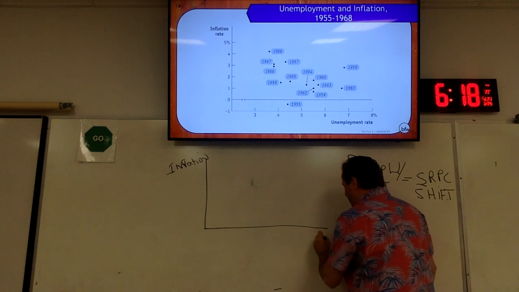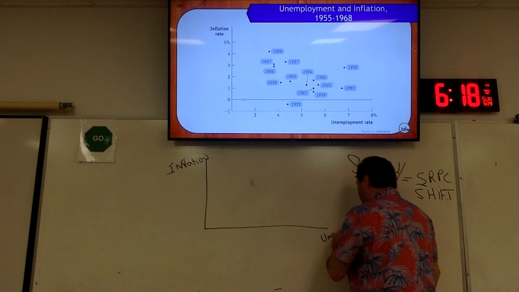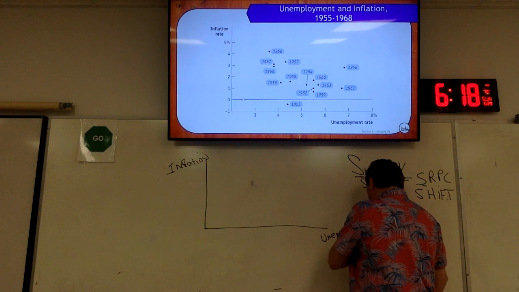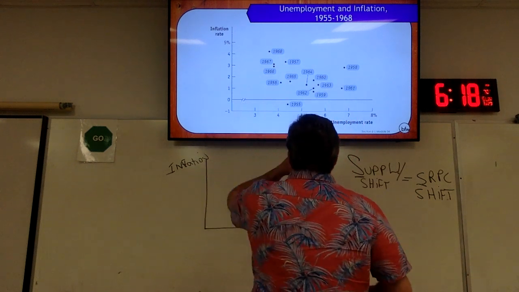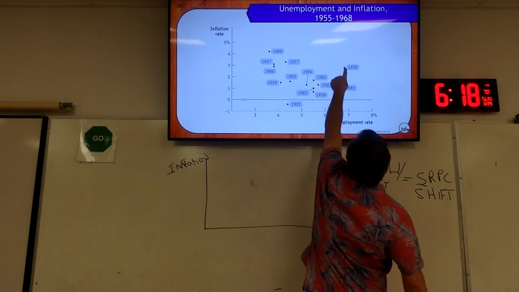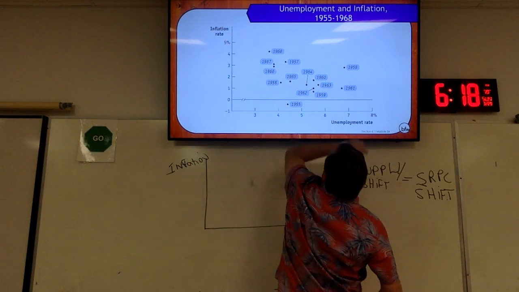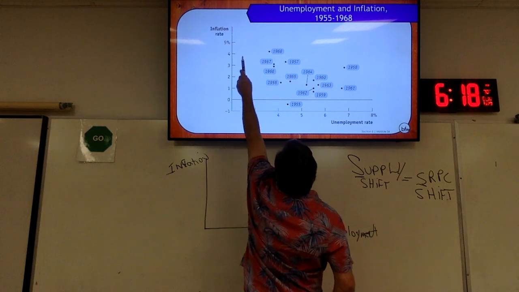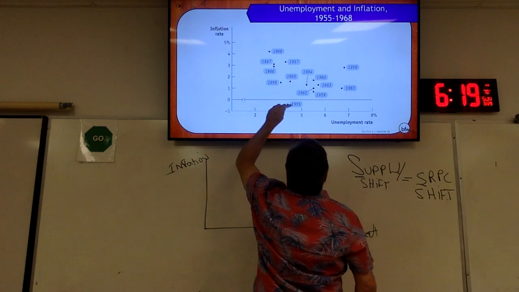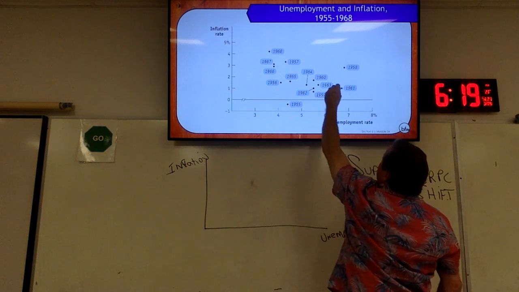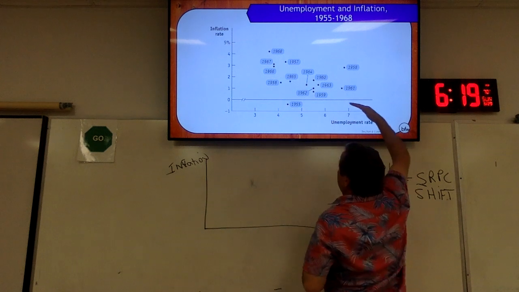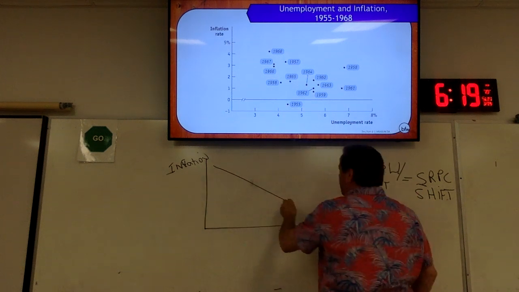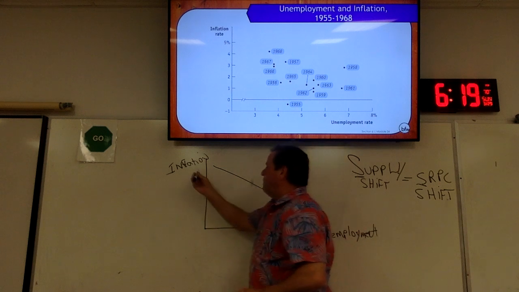Can you guess who came up with the idea of the Phillips curve? Sam? You're right, Mr. Phillips. And he noticed, look at this graph, that you've got dates, 59 here, 58 here, and you can see a downward movement: in 68 there's high inflation and low unemployment. In 61 there's low inflation and higher unemployment. Same thing at 58.